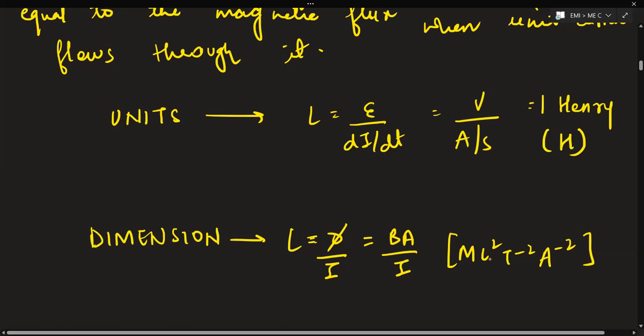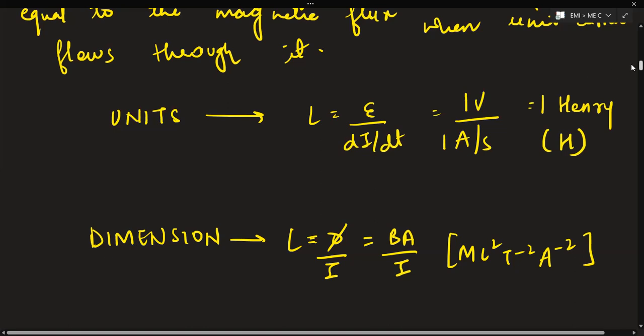Dimensions are also asked. More often, define 1 Henry can be asked. So how will you define 1 Henry? By this only. The self-inductance of a coil is 1 Henry if an induced EMF of 1 volt is set up when the current in it changes at the rate of 1 ampere per second. So this is how you can define 1 Henry. So this is what self-inductance is.